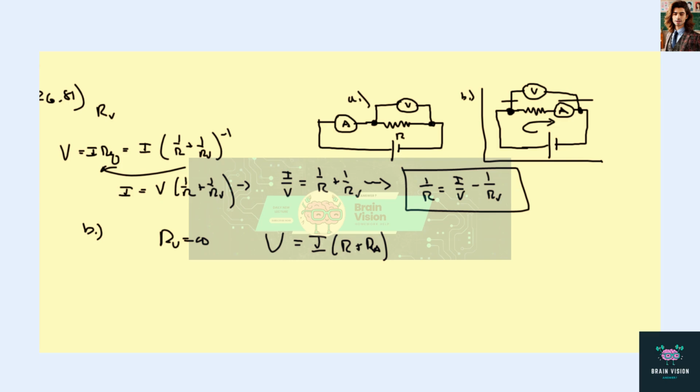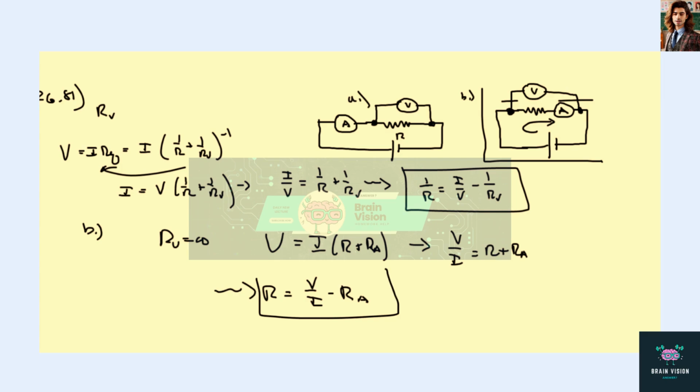So now, from this, all we have to do is divide by I on both sides, and we see that V over I equals R plus RA. And then we just solve for R, seeing V over I minus RA. And that's exactly what we wanted to show. Awesome.